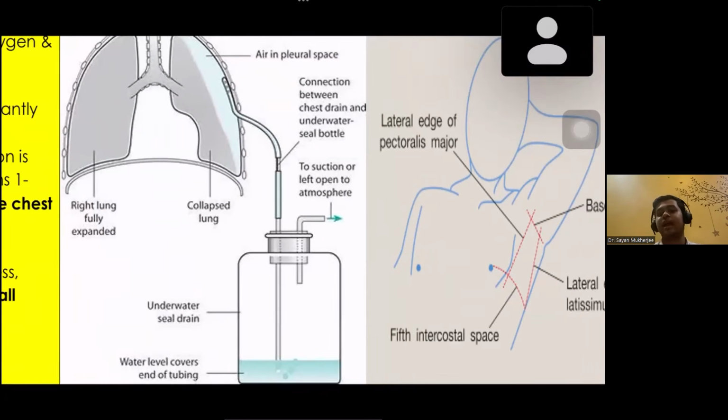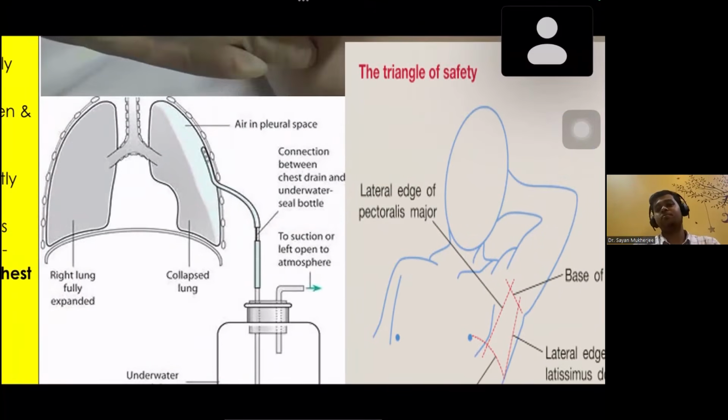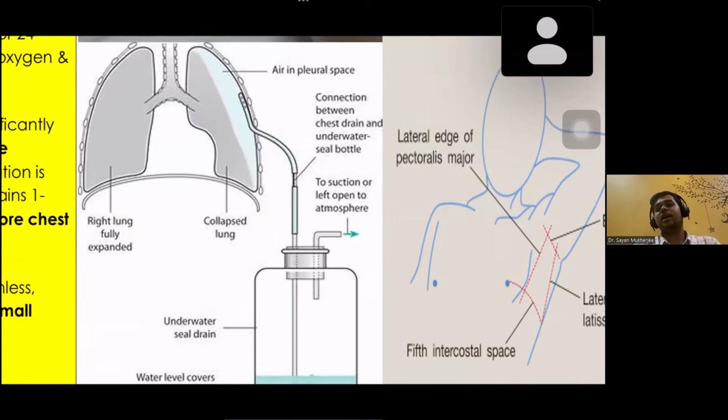The bottle basically has some water in it, and the tube which is inside the chest, it's submerged. This is what is called an underwater seal. It's very important. Whenever you see a patient who has a chest drain, you will notice the bubbling. Basically, it's due to the underwater seal. And once through the underwater seal, there's another exit which leads to the atmosphere, that leads to the exit of the air. This whole setup, you must remember the chest drain and the underwater seal.